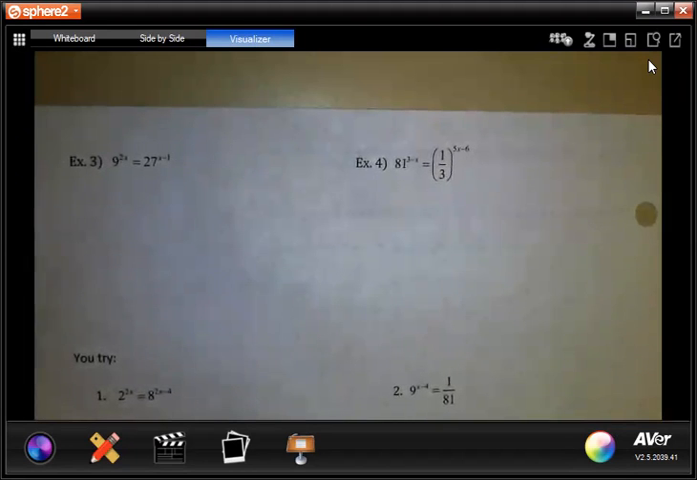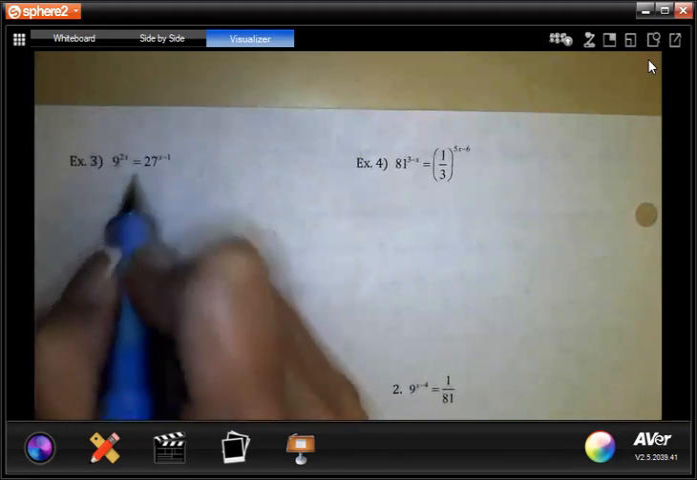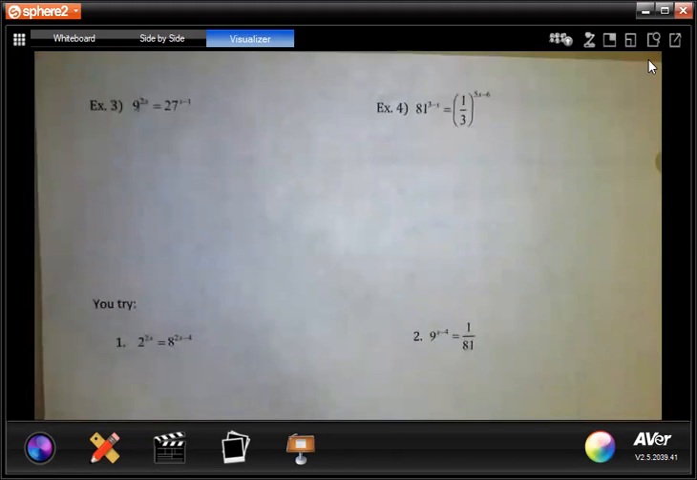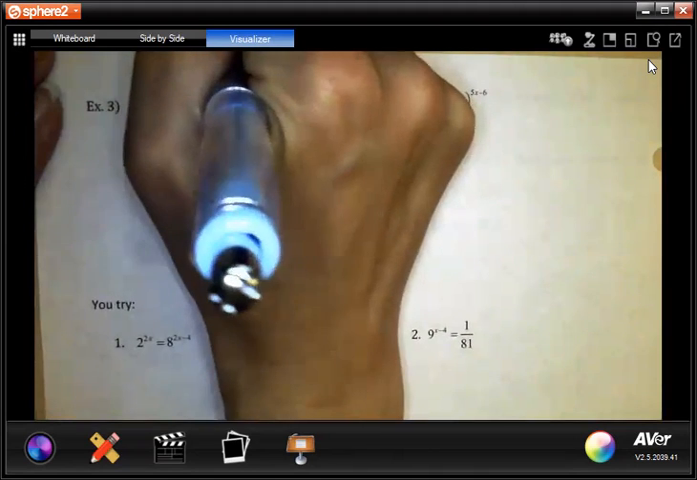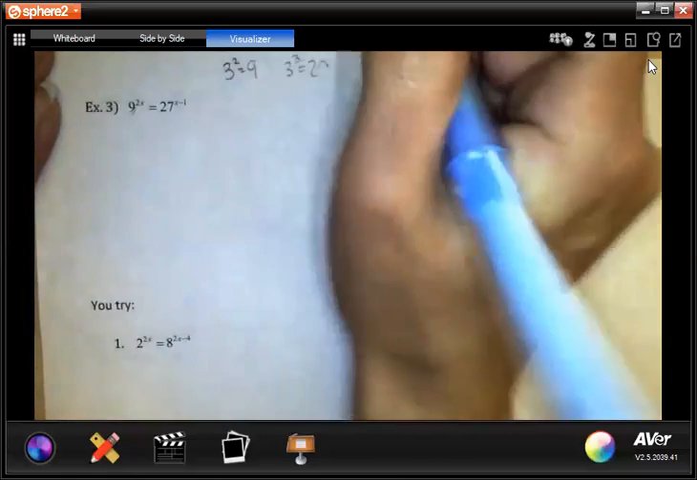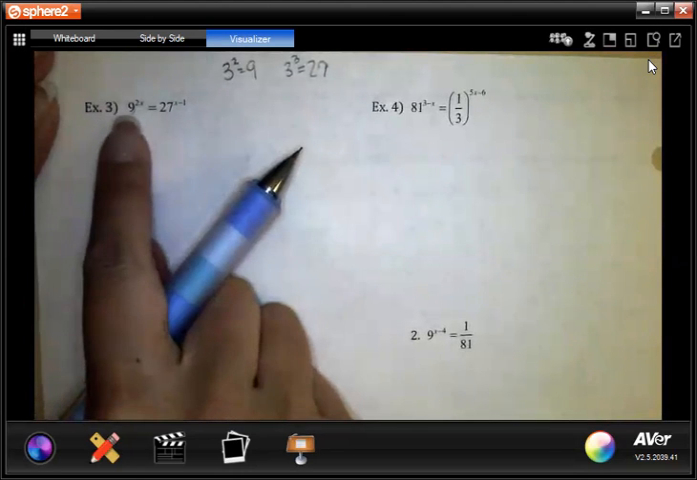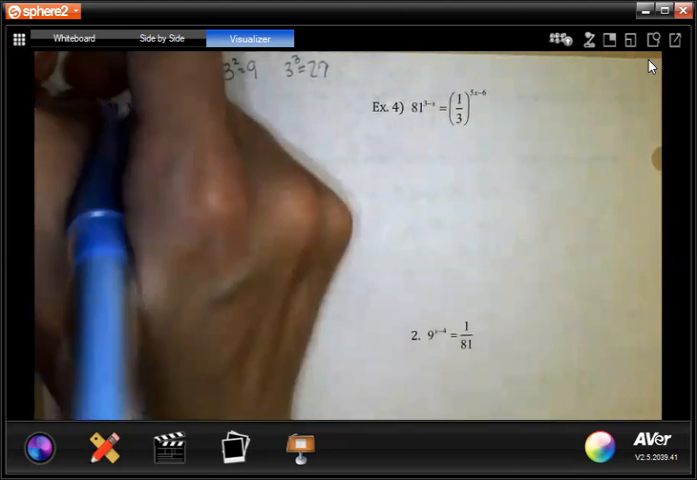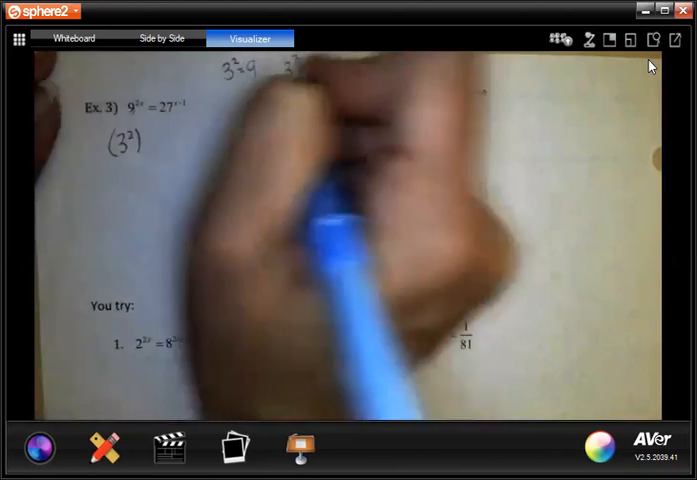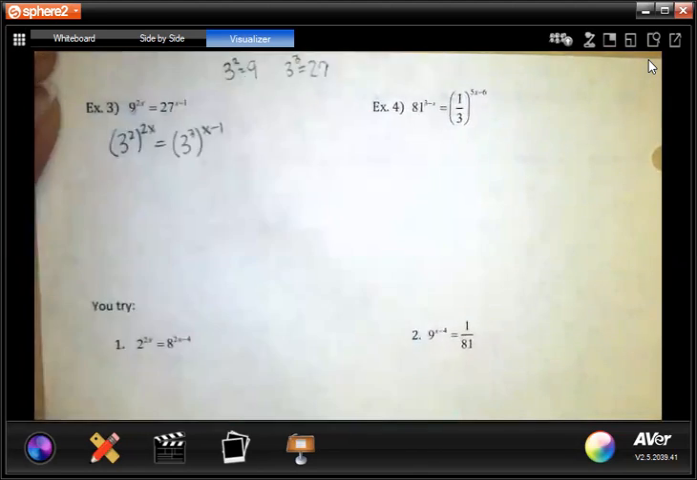You're always going to want to think about the bases as 2, 3, or 4. They don't go much higher than that. So we have to think about what base both 9 and 27 can have. Both of those have to have a base to a power that would be equal to each other. 3 squared is 9, and 3 to the third power is equal to 27. So that is the same base that gives the same value as 9 and 27. 3 to the second power is the same thing as 9, and 3 to the third power is the same thing as 27.